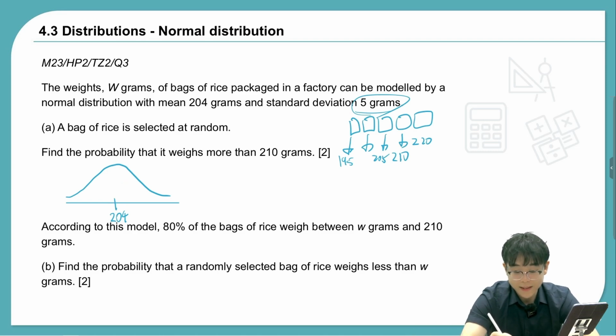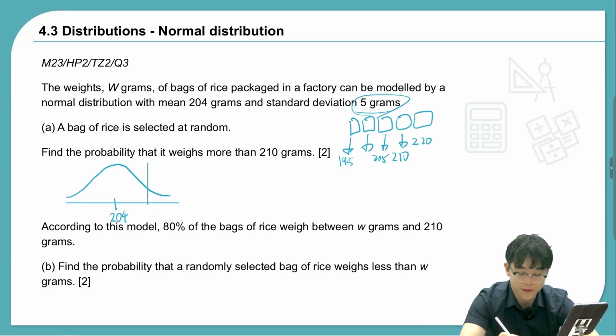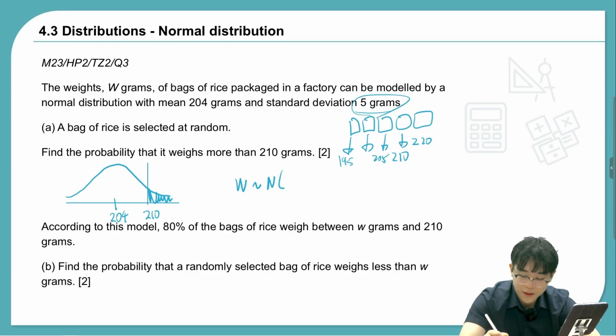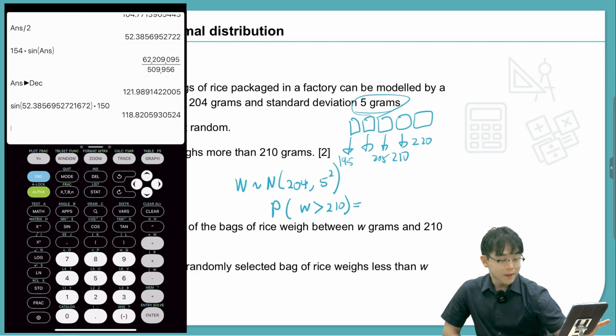But part A is asking, if you were to select a bag at random, what's the probability that it falls into this region where it's greater than 210, right? So W is a variable, the weight of bags, that follows a normal distribution with mean 204 and standard deviation 5, or variance 25. And we want to find the probability where W is greater than 210. Right? So this is the formal notation that we write, and we would put that into our calculator.